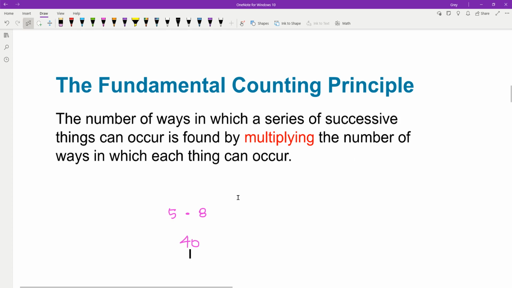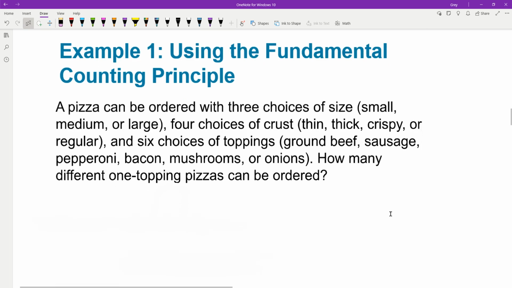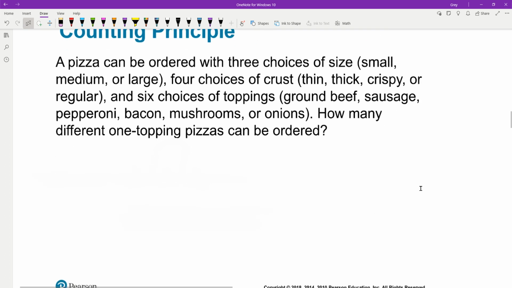But it's not limited to 2 events. It's a series of successive events, so however many events you have, you figure out how many choices you have to make and you multiply those numbers. So here we have example 1. A pizza can be ordered with 3 choices of size, small, medium, or large, 4 choices of a crust, thin, thick, crispy, or regular, and 6 choices of toppings, ground beef, sausage, pepperoni, bacon, mushrooms, or onions. How many different one-topping pizzas can be ordered?